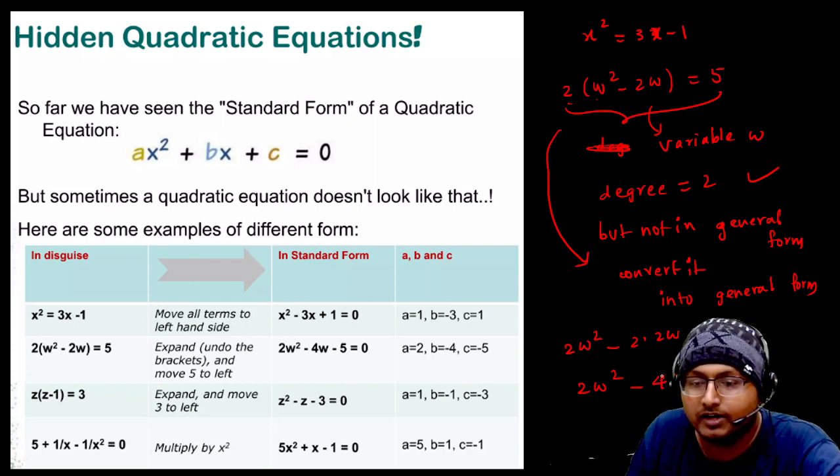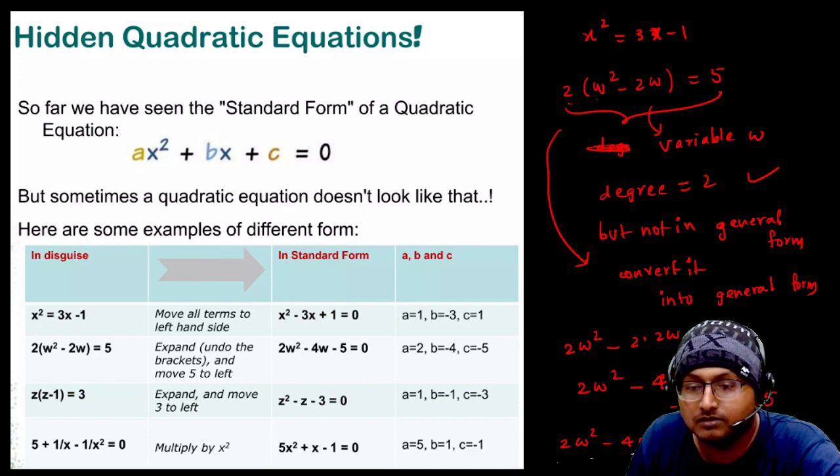And in a quadratic equation of standard form, one side should be completely 0. So subtract 5 on both sides, minus 5 here and minus 5 here. It will become 2w square minus 4w minus 5 is equal to 0. So hence this is in the standard form.